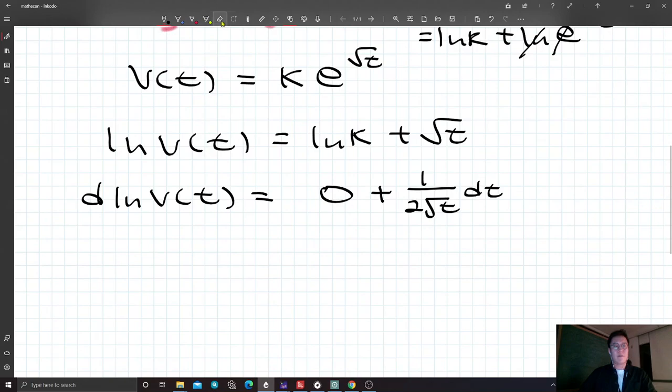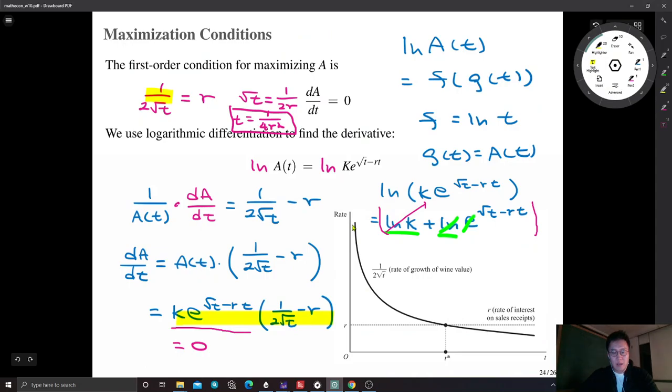So from that, we can infer 1 over square root of 2t. That is the growth rate of the y value. So this curve shows the growth rate of the y value at time t. And then r, that is the interest rate. Interest rate can be thought of as an opportunity cost of waiting. If you wait, then the revenue is realized later, so you can lose the earned interest.